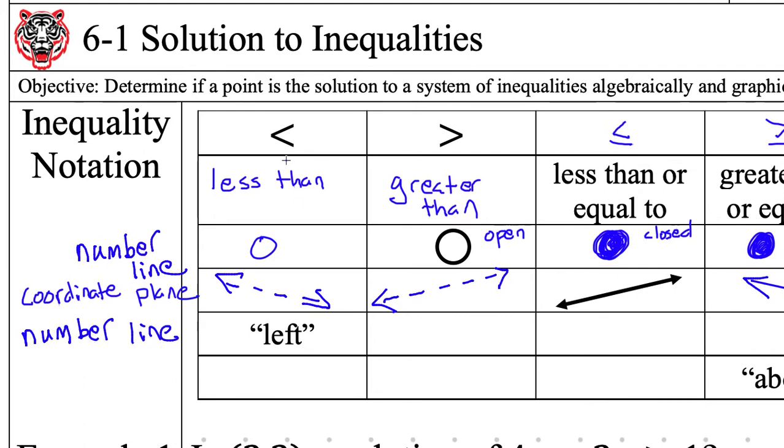On a number line, a less than meant go everything to the left. Anything to the left of that point is an answer. I need some quiet raised hands to help me fill in this table.